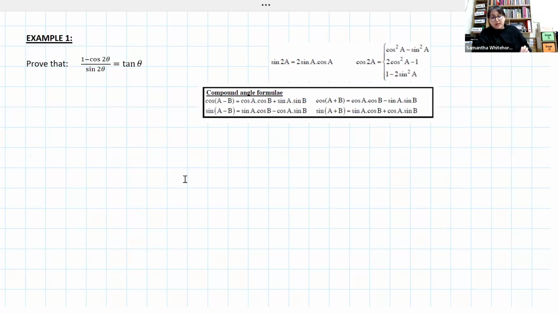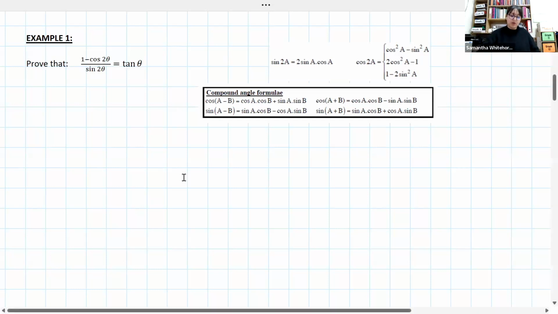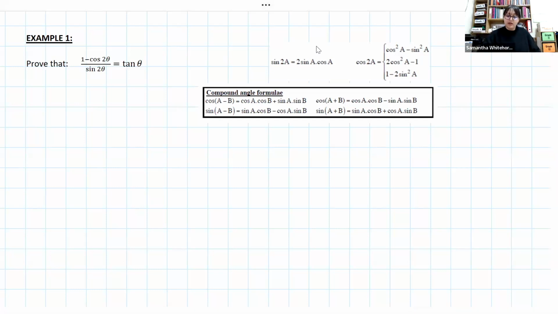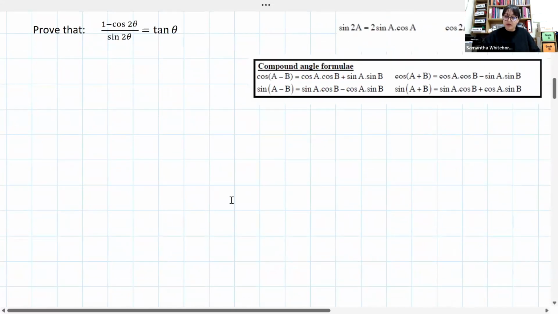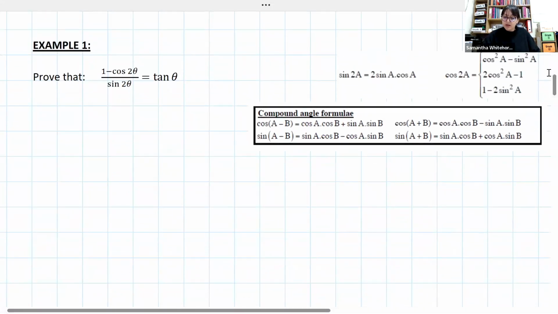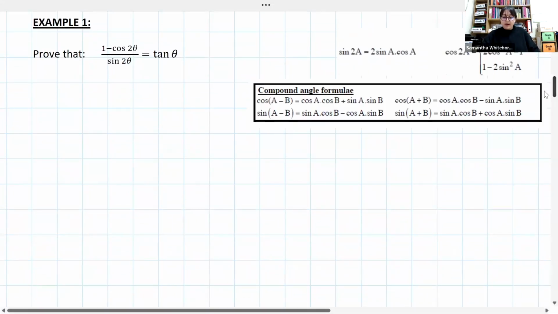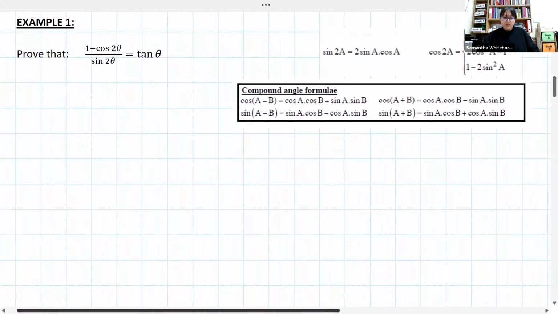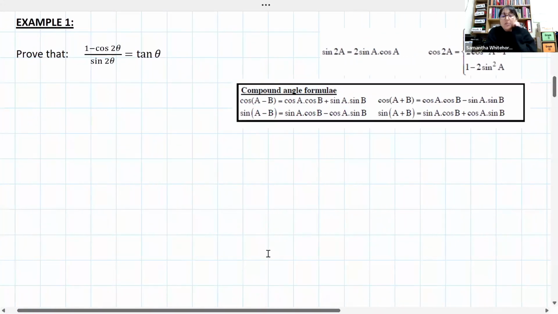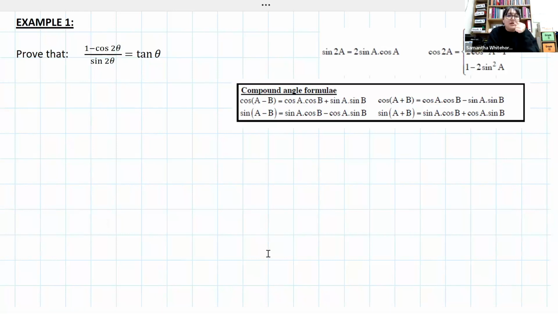So if we look at this identity that we're wanting to prove here, we've got 1 minus cos 2 theta over sine 2 theta is equal to tan theta. So now we have to think a little bit. On the right-hand side, I've got tan theta. So absolutely, you could apply your tan identity, sine theta over cos theta, sure. But you can't do anything more than that. Sine theta and cos theta are as basic as they come. So we can't really do much more than that.